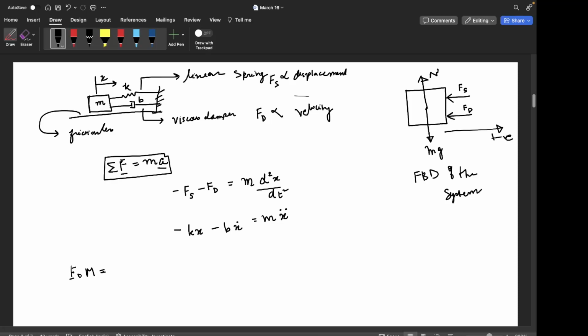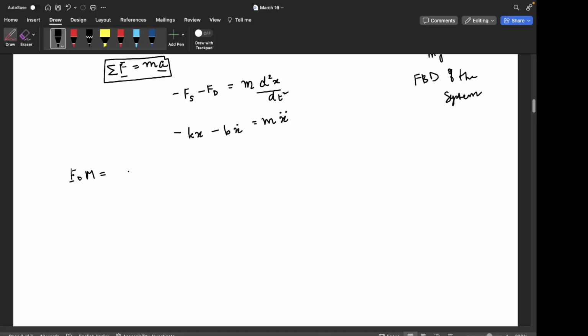So the equation of motion is m x double dot plus b x dot plus kx, and this is equal to 0.